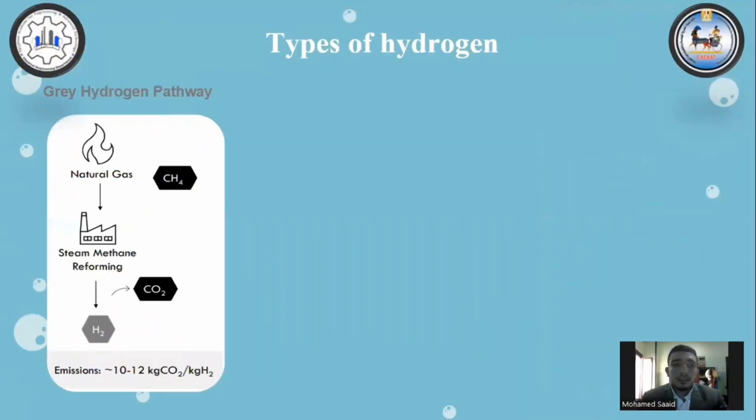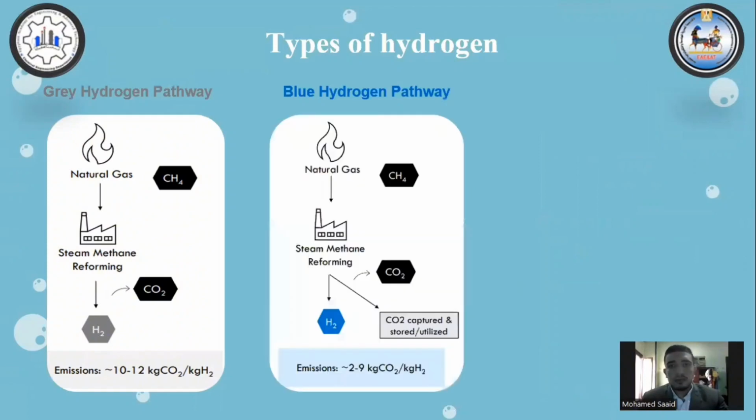The pathway of gray hydrogen: natural gas enters a steam methane reforming process to produce carbon dioxide and hydrogen. Its emission is between 10 to 12 kilograms of carbon dioxide to produce 1 kilogram of hydrogen. Blue hydrogen is the same. Natural gas enters the steam methane reforming process to produce hydrogen and carbon dioxide, but the carbon dioxide is captured and stored. Its emission is between 2 to 9 kilograms of carbon dioxide to produce 1 kilogram of hydrogen.